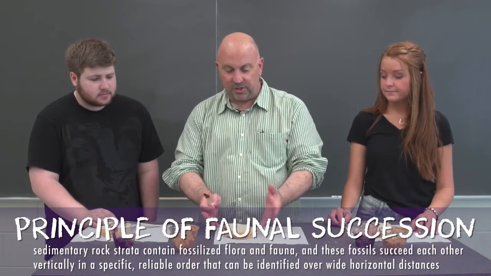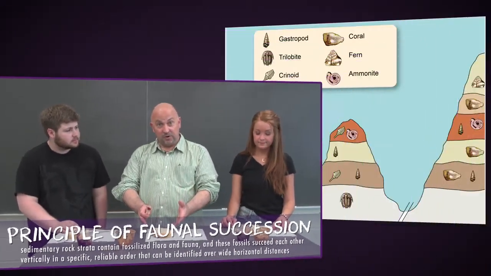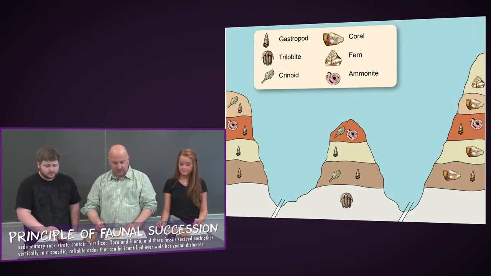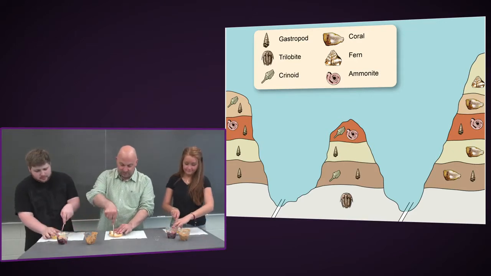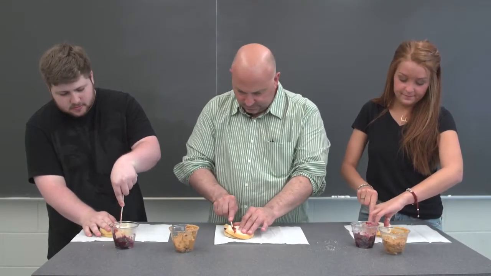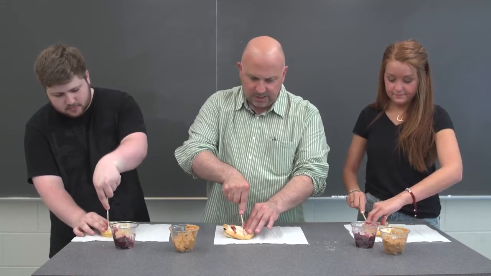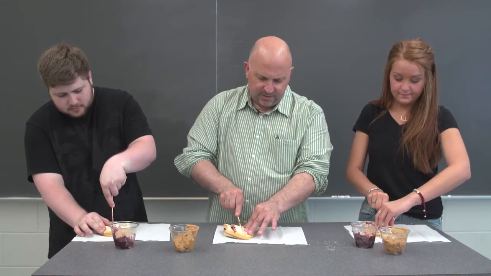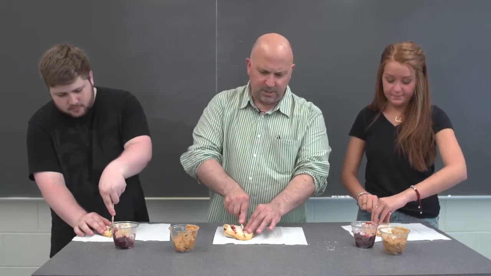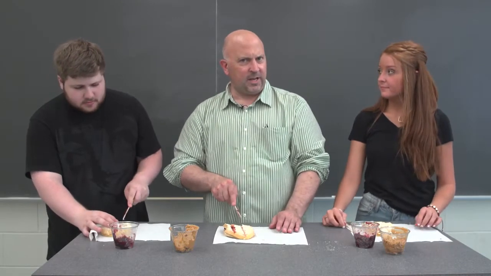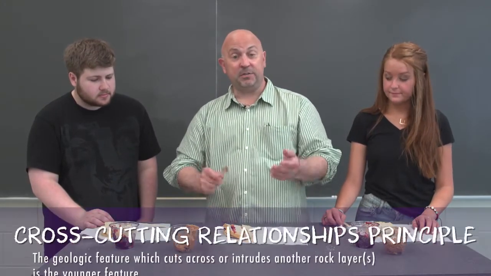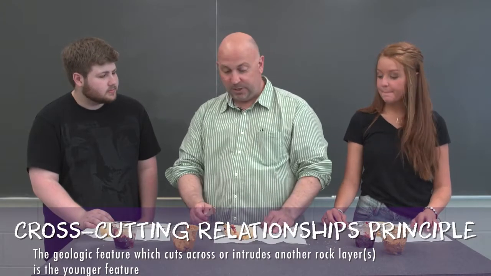So we have superposition, original horizontality, faunal succession, and now we want to do what we should do if we're going to eat this. We're going to cut this sandwich. We're going to cut it in thirds. And Erica, in order to cut this sandwich, the sandwich had to be there for me to cut it, right? Yep. Yeah, so the knife cuts across this sandwich, all these layers. It's kind of like a fault or an intrusion of magma or lava through the rocks. So cross-cutting relationships, another principle that we can apply to making our peanut butter and jelly sandwich.